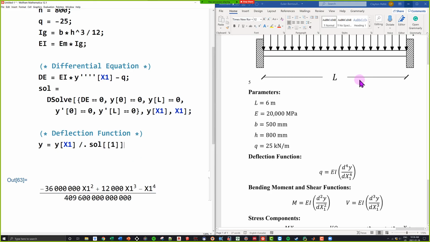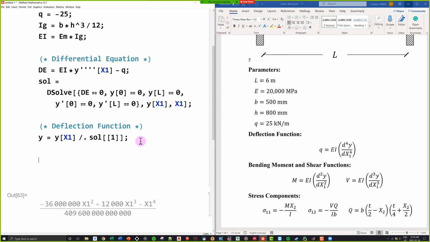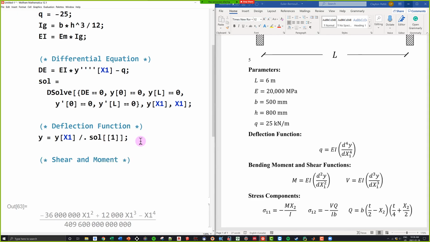Now, what did we say after our deflection function? We can find our bending moment and our shear function. So I'm just going to suppress this. I'm going to come down here and go shear and moment. Now, we'll start with shear, which I'll define as V. We know that V right here is equal to EI multiplied by the third derivative of our deflection function. We already have EI defined. We did it up here, so we're good to go. All we need now is the third derivative of our deflection function, which is easy because we have our deflection function. In Mathematica, there's a very nice function for derivatives.